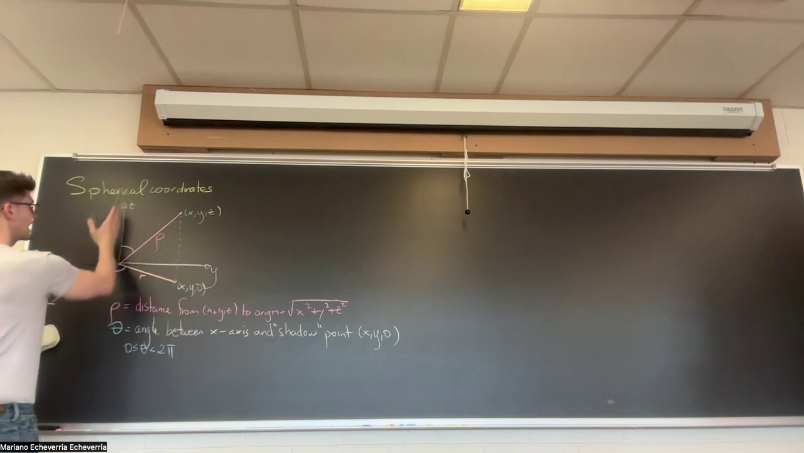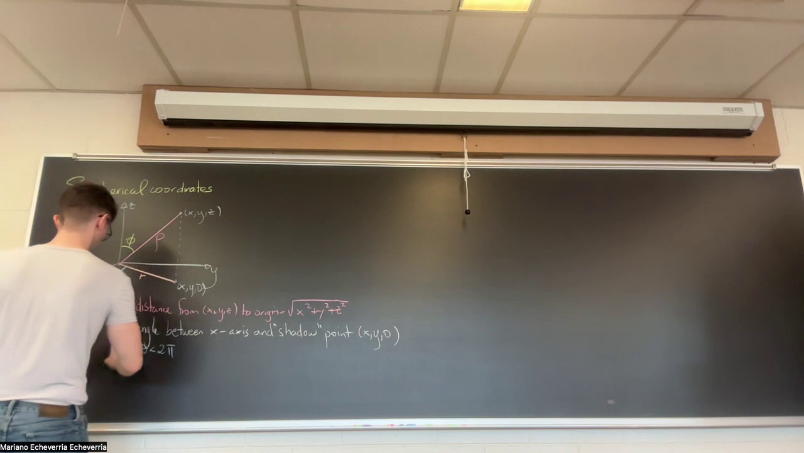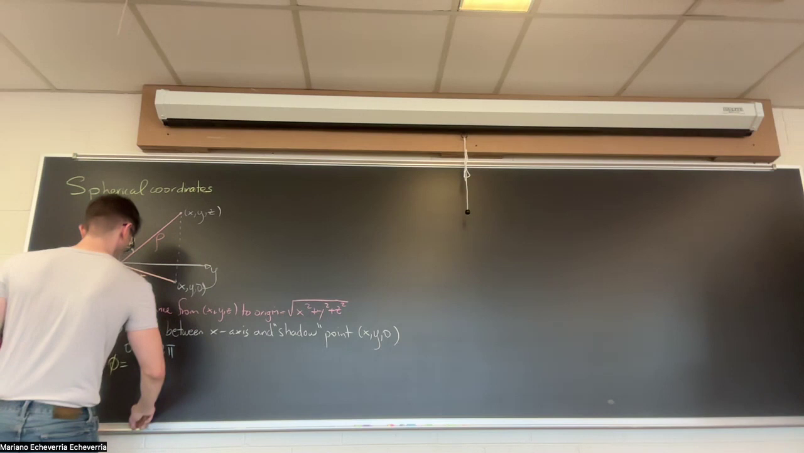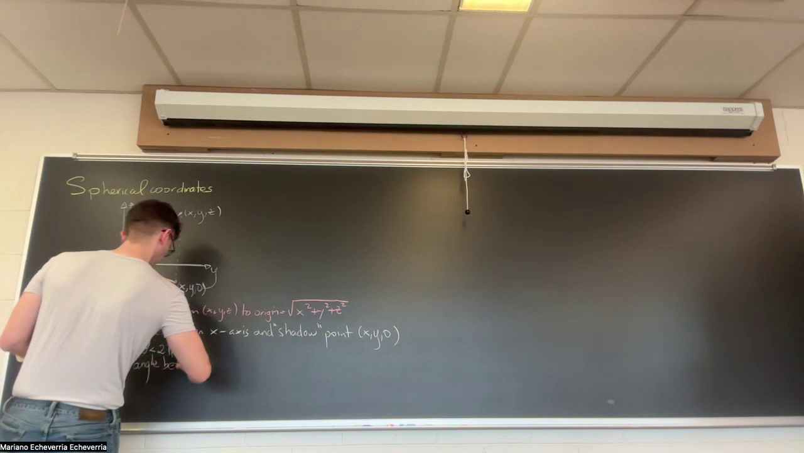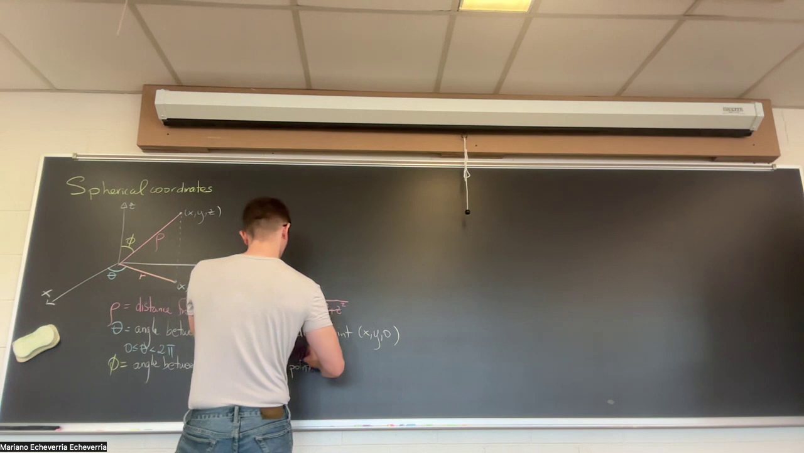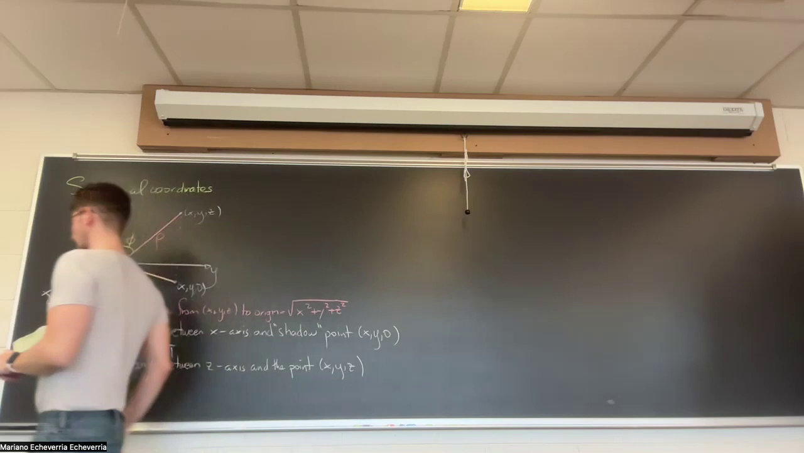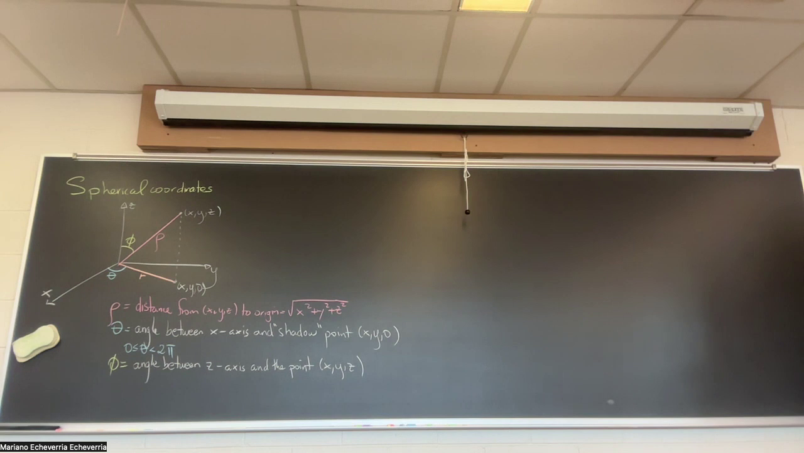And this is maybe the one that's a little bit confusing, and this is called phi. This is going to be the angle between, okay, and I'll show you this from an animation in a moment.